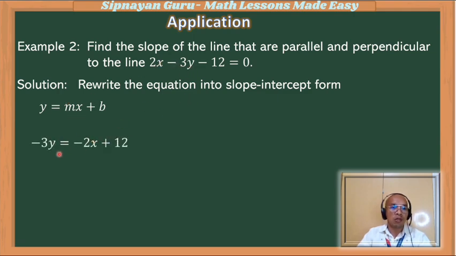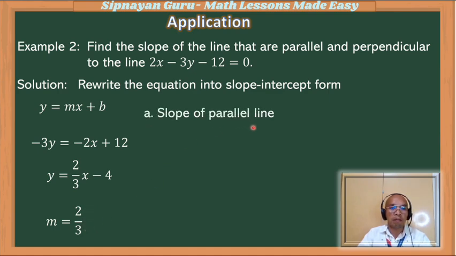The y form or the slope-intercept form of this equation, so this would be negative 3y. By addition property, transpose 2x to the right side, so that would be negative 2x, then plus 12. Divide both sides by negative 3 to solve for y. So our y is negative 2 divided by negative 3, which is positive 2 over 3 x. Then positive 12 divided by negative 3 is negative 4. So in this case, the slope of that line is 2 over 3.